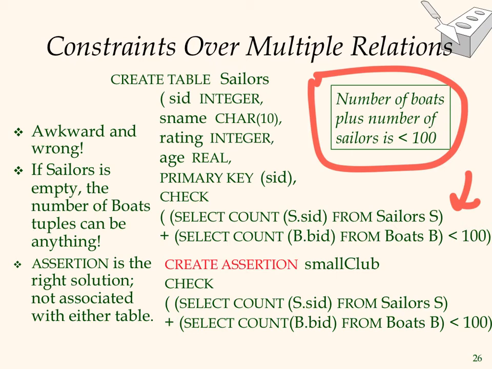And it doesn't give you good results because it only checks things when the sailors table is updated. So in particular, if there are no sailors tuples to check, then the number of boats won't be checked at all, even if it's 1,000 boats. So the best way to do this is to create what's called an assertion that gets a name, call it small club, and then within that assertion, you have a check command that is the same query, but now it's a standalone query, a standalone condition that you check independently of any table.